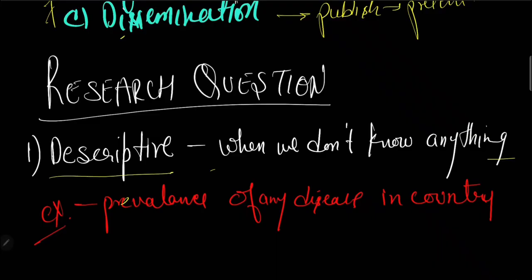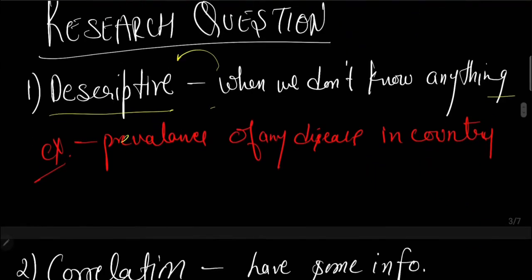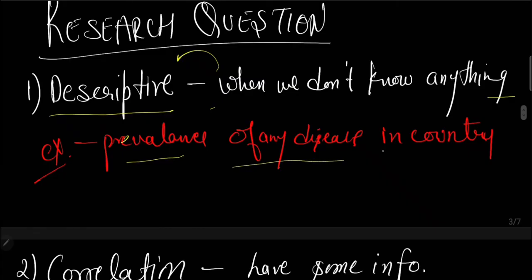Descriptive means when we do not know anything about the subject or the idea. Like we have chosen any one question, but we don't know about the thing, we don't have any information. Okay, so that's called a descriptive one. For example, prevalence of any disease in a country, we can take like diabetes or hypertension. Okay, we want to know the prevalence of the disease, we don't know about anything. That's where we'll be needing the descriptive type of questions.